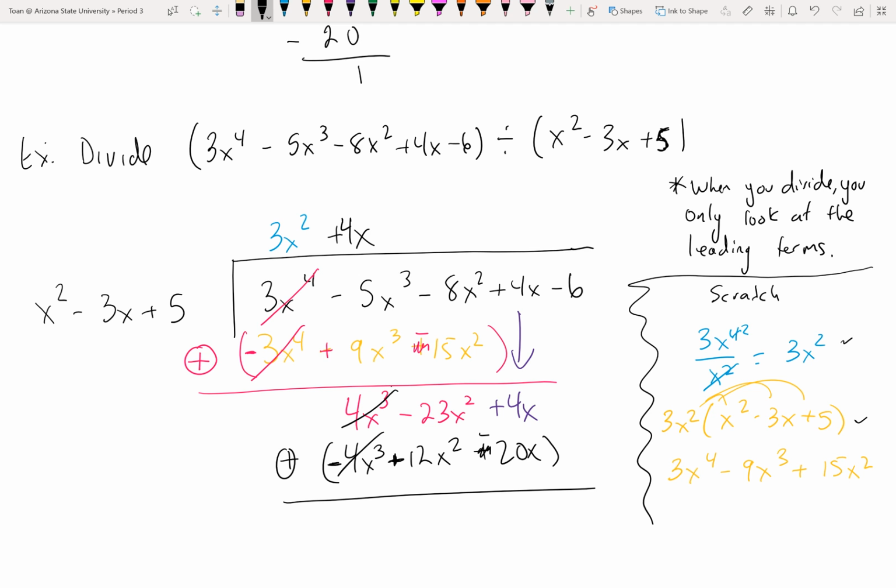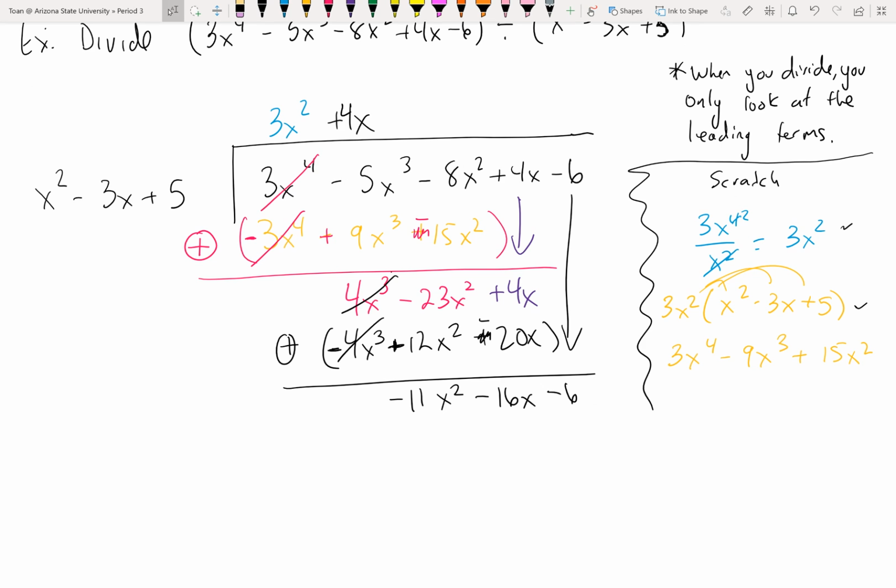4x cubed are gone. -23 with a +12 is a -11. A +4 with a -20 is a -16. Again, I don't have to worry about the variables if they're all lined up. Bring down. And then I have one more iteration to go. I divide again. When I divide, I only look at the first terms. So -11x squared divided by x squared is a -11. Multiply. Take my answer of -11, multiply by the whole divisor. So that's just distribution. -11x squared, positive 33x, -55.